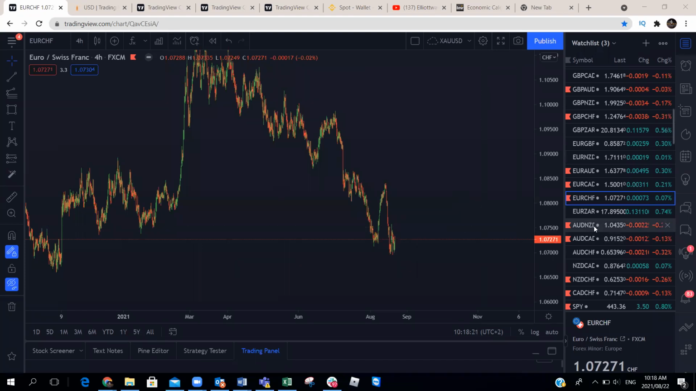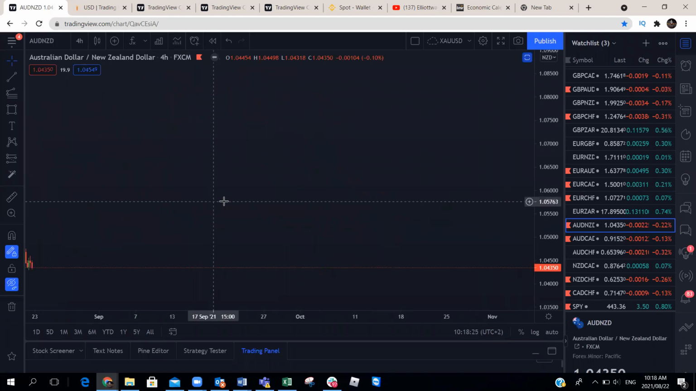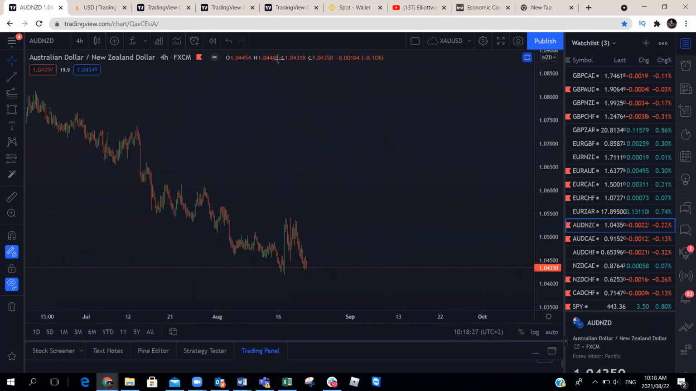Right, so that's EURCHF. AUDNZD, continuation to the downside. So look out for this. Our target on this one is 1.02. Any move to the upside is a continuation pattern. If this bounces at these levels, we'll look to sell it again and look for this to trade lower to 1.02.